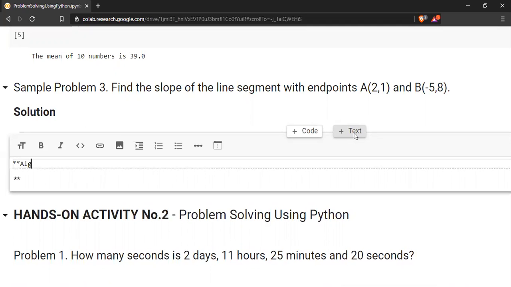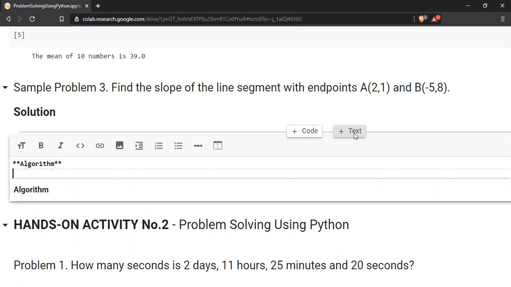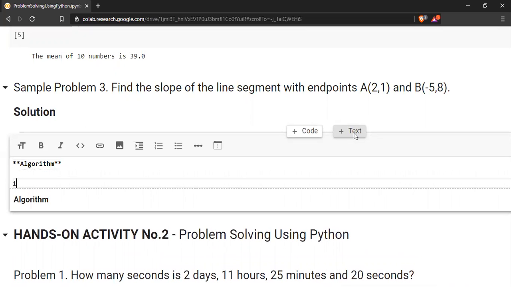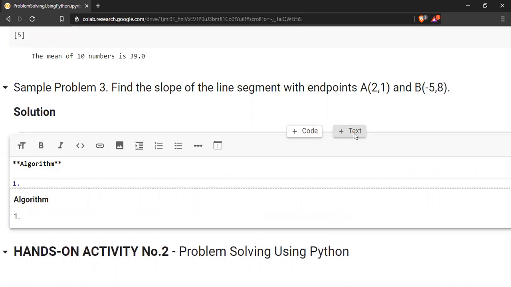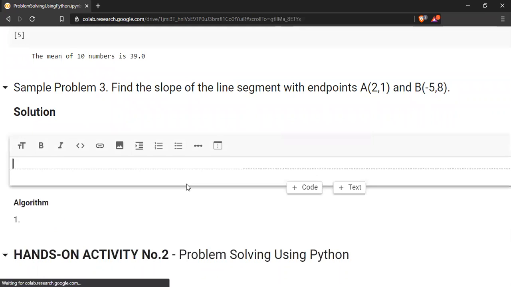So first we are going to create an algorithm. Let me remind you, an algorithm is a step-by-step instruction, or a step-by-step process to solve a problem. So you can use algorithm in solving mathematics problems. You can use algorithm in creating your program. That's it for algorithm.